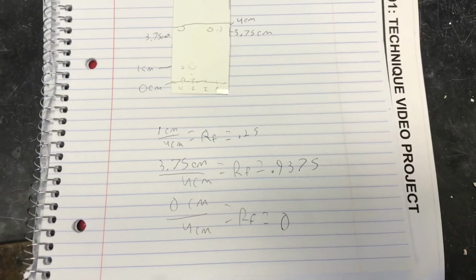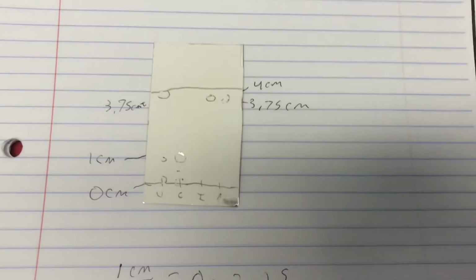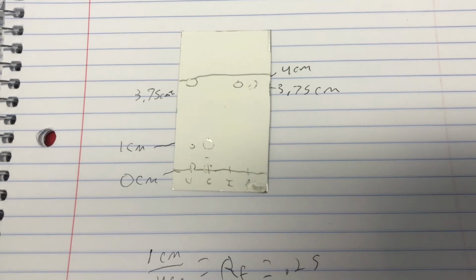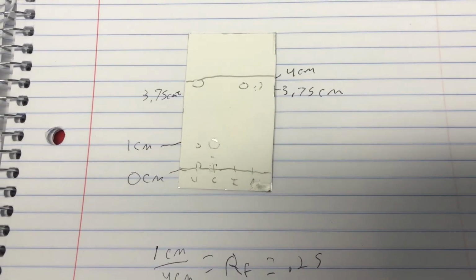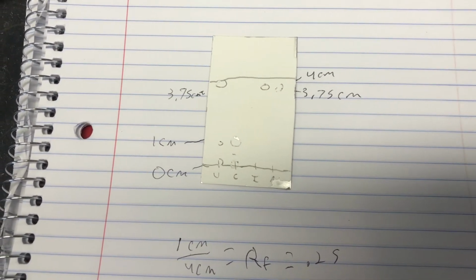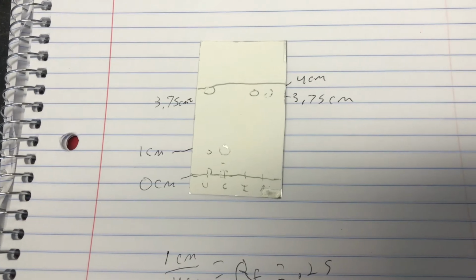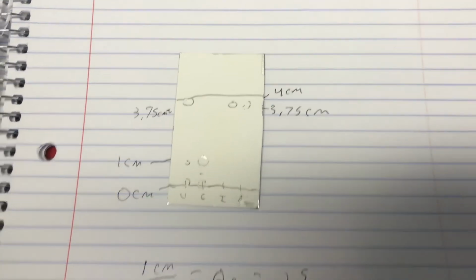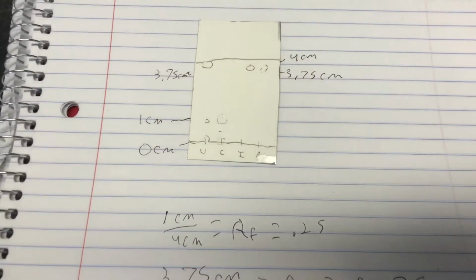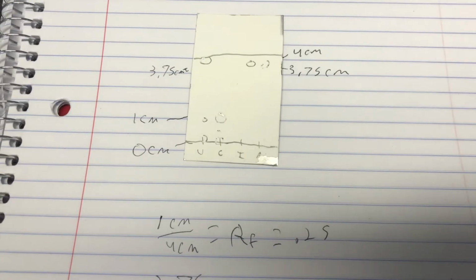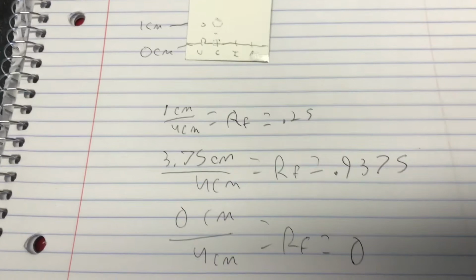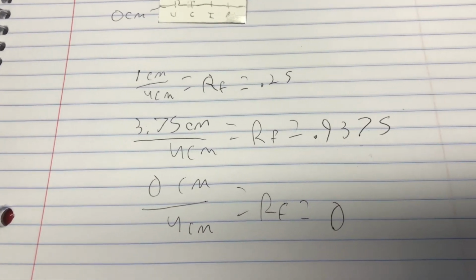So first of all, calculating the RF values, I've made little marks with the measurements on where things are. The RF calculation is how far up the sample goes, so where the circle is basically, divided by the total height that the eluent rose up the column, which is going to be that 4 centimeters. So real quick, I did the RF calculations for basically the 3 general heights that we got: 1 centimeter, 0 centimeters, and then 3.75 centimeters. So those are the RF numbers right there.